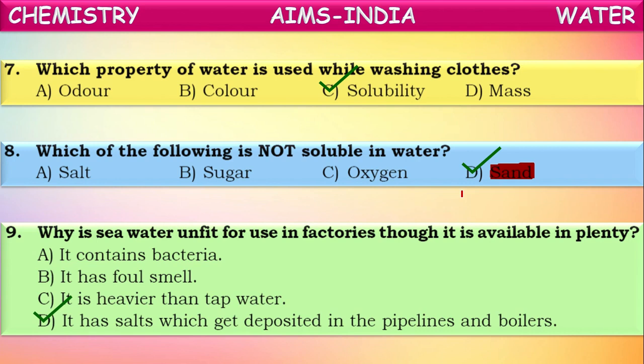It has salts which get deposited in the pipelines and boilers. They cannot use this salt water because seawater contains salts dissolved to a large extent. If they use this water in the factories, these salts will be deposited in the pipelines and boilers and block them. They won't work for a long time. That is why seawater is unfit for use in factories.